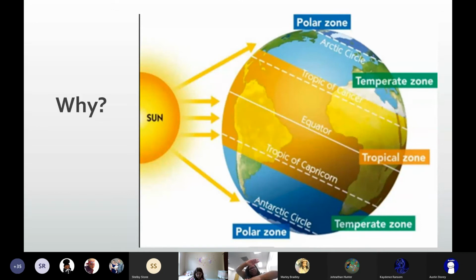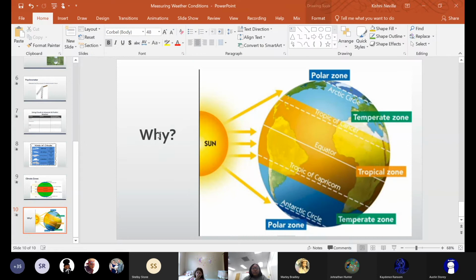So our polar zone is very, very cold. Our temperate zone is kind of warm, kind of cold. And our tropical zone is very hot. And it's all because of, let's write this down. We need to write why.